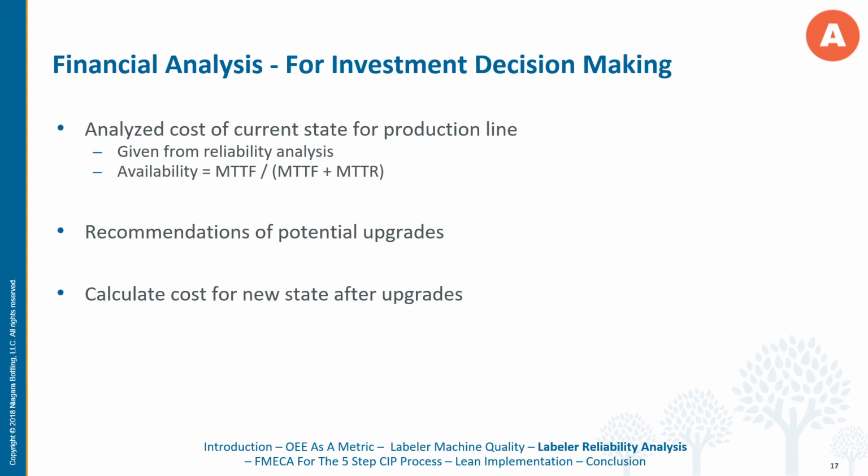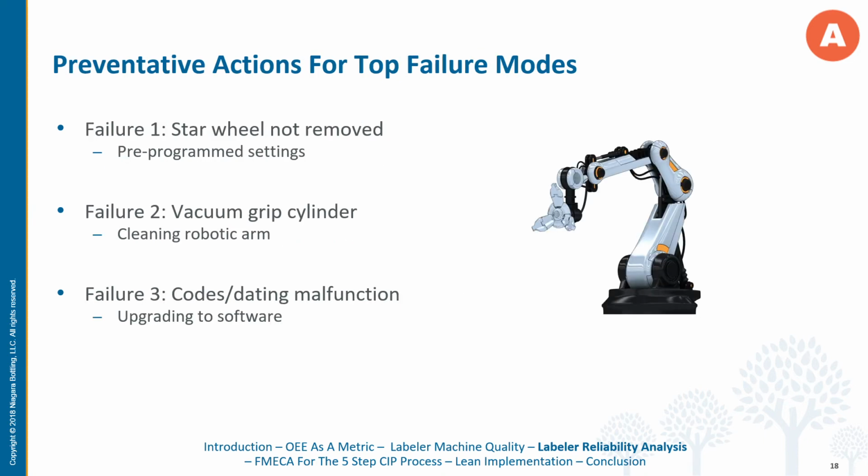Thank you, Angelo. For our financial analysis, our goal was to increase availability. This is achieved by increasing mean time to failure while decreasing the mean time to repair for the top failure modes in the labeler found in our reliability analysis. By understanding the causes of the failures, we recommended preventative actions through the integration of new or additional hardware and software. After analyzing what upgrades would be beneficial to the production, we calculated an economic analysis to determine if these improvements are profitable. For each of the failure modes, we recommend the following preventative actions.